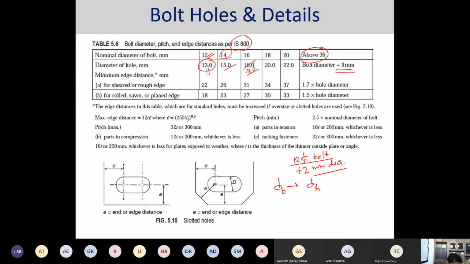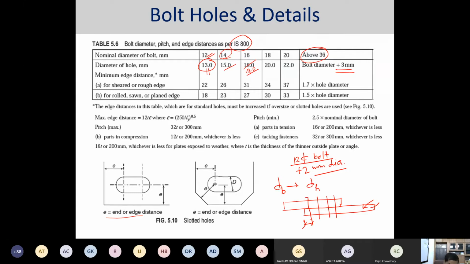Now, what are edge distance and end distance? Suppose you have two plates being connected with this kind of bolted connection. There must be a certain edge distance from here to here. Otherwise, what would happen if this bolt is too close to the edge of one of the plates? The plate will tear off, or the bolt will come off the connection. So there must be a certain minimum edge distance.